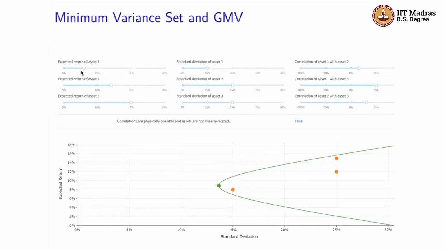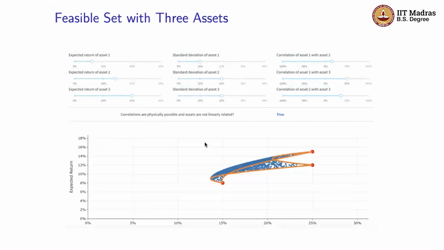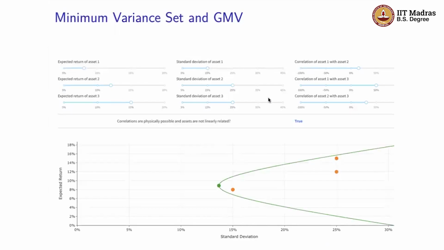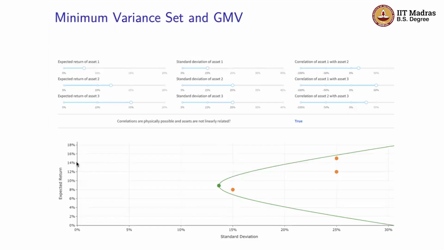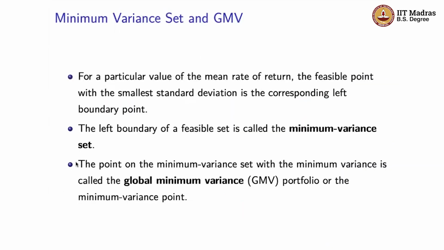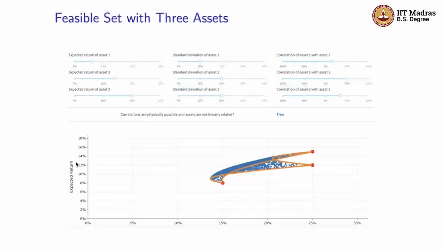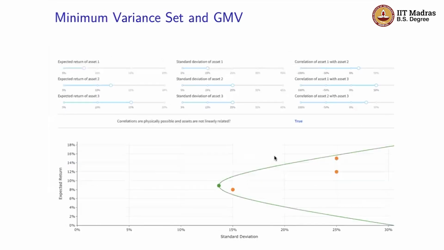So again, we have these 3 assets. These are the same numbers that we had in the previous graph. Let's look at what we are saying. We are fixing a particular value of the mean rate of return. Suppose you want to fix the value at, let's say, 14%. Then we want to look at the feasible point with the smallest standard deviation. So you have this 14%, you look at the feasible point with the smallest standard deviation, and you plot it here.